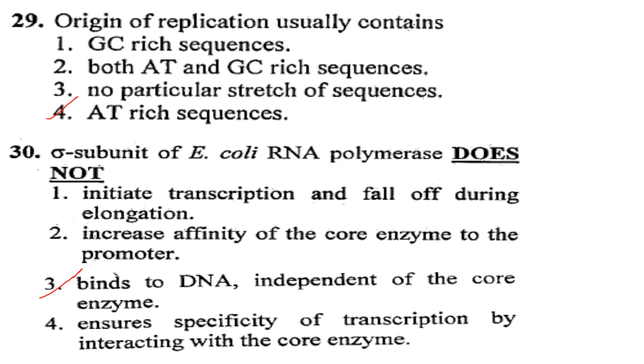Then sigma subunit of E. coli RNA polymerase does not initiate transcription and fall off during elongation. That is true. Increase affinity of the core enzyme to the promoter. That is also true. Binds to DNA independent of the core enzyme. No, it is dependent on the core enzyme. So that is not true, option 3. Ensure specificity of transcription by interacting with the core enzyme. That is also correct.